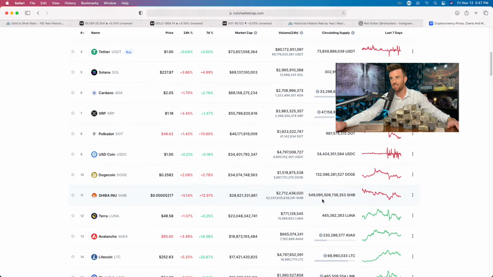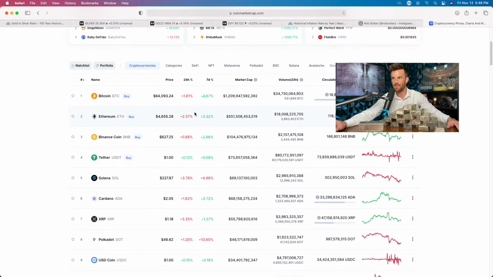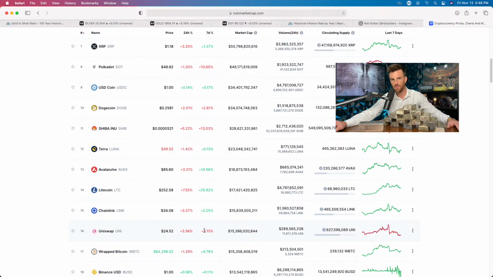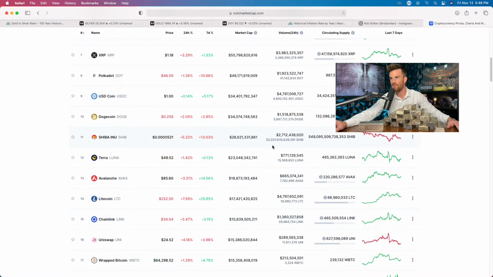But let's get to Shiba. Shiba at 549 trillion tokens out there. 549 trillion of them. Yeah, no wonder the price is under a cent or whatever amount of money that is. Of course it is. And why do you think it's down 13% when everything was up over the last 7 days? Because it's a fool's token. This is centralized garbage with 549 trillion tokens. It's never going to be used as money.